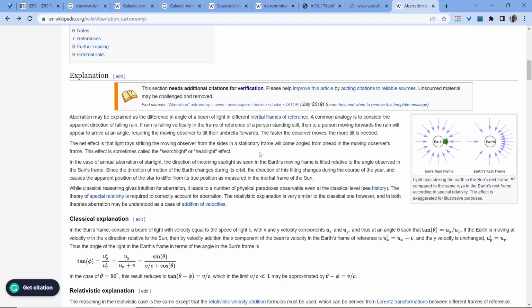The faster the observer moves, the more tilt is needed. The net effect is that light rays striking the moving observer from the sides in a stationary frame will come angled from ahead in the moving observer's frame. This effect is sometimes called the searchlight or headlight effect.